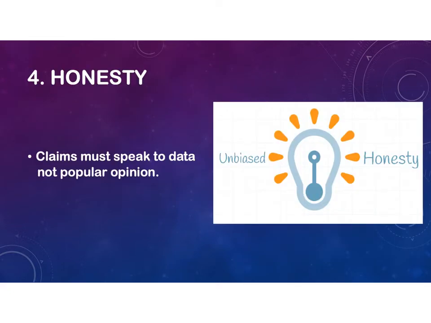The fourth criteria for scientific claims is honesty, and that is the claims have to speak to the data, not popular opinion. Now this one's a very controversial one because by nature, there have been some scientific studies that have not been politically correct and have sparked some controversy. And it's kind of hard sometimes to put our own bias aside when we review scientific studies because we want the world to be a certain way. But the idea of a good scientific claim is that it's going to stick to the data and it's not going to cave into popular opinion or public pressure.